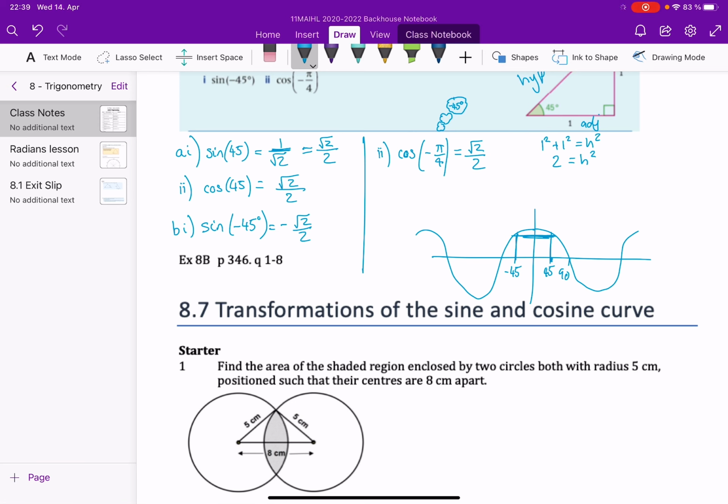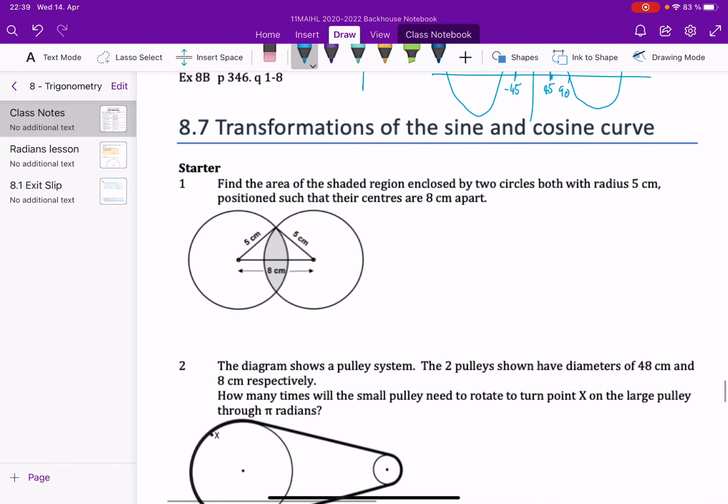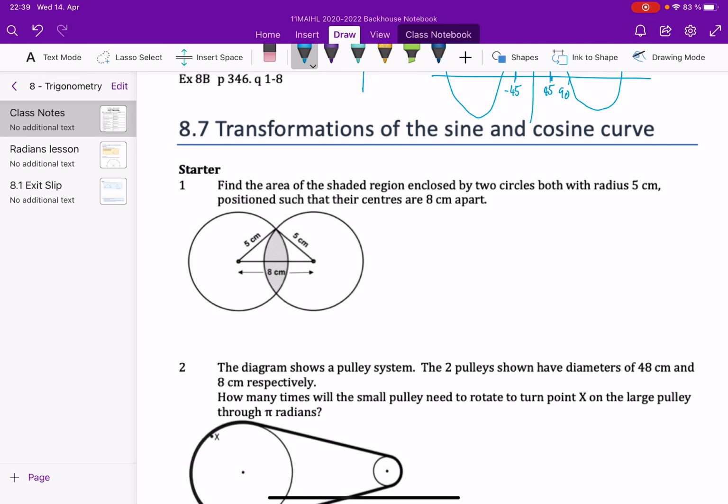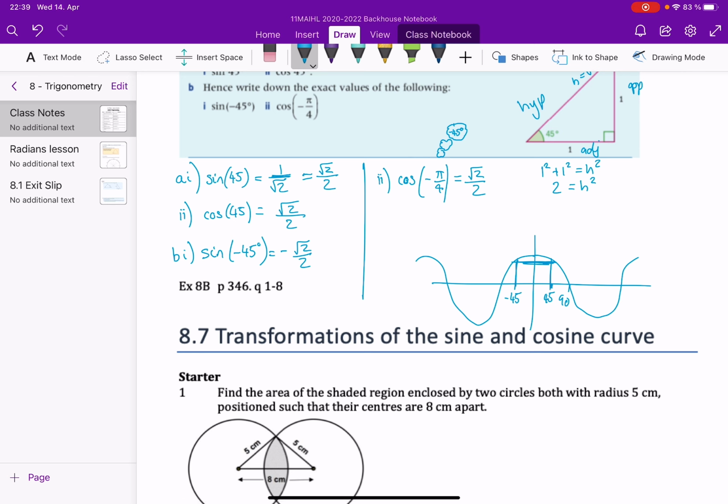Okay, I will hopefully see you in our class on Friday. So I'll see you tomorrow. We're going to start looking at day 7, which is taking those curves, sine and cosine curves, and understanding a bit more about transforming them.